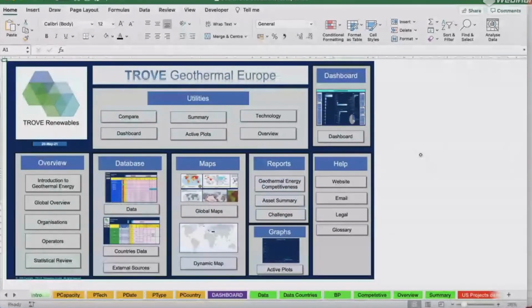And by subscribing to TROVE, actually, you can help drive development as well. For example, you could suggest where you wanted the next district heating system to be included, from what country, and stuff like that, because we want TROVE to serve the geothermal industry and be as useful as possible.